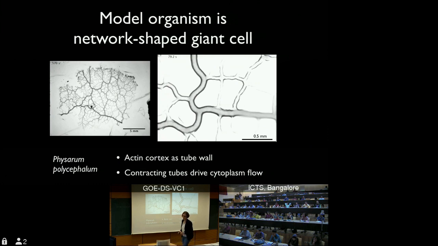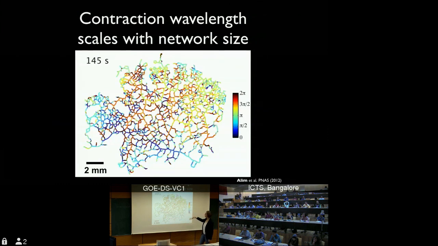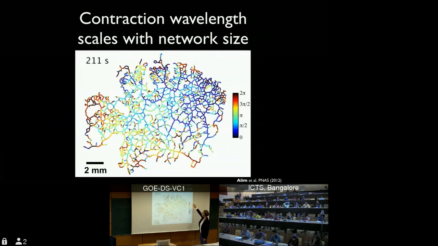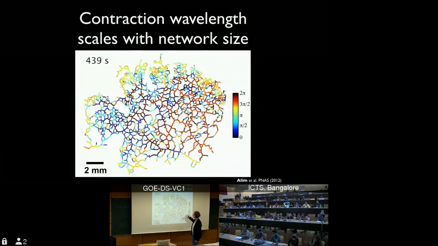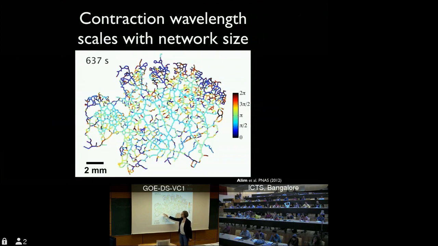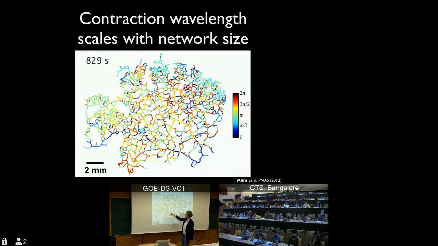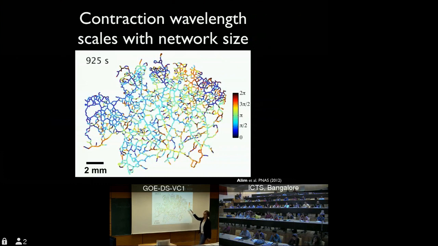And this is what we see. This is now showing you the phase of the contractions going from 0 to 2 pi. So it's a periodic map. And you may appreciate that you see a traveling wave traveling from the bottom left to the top right, sweeping the organism.